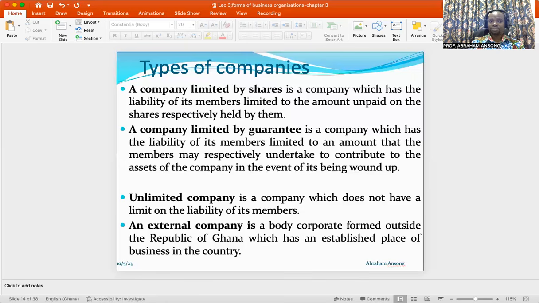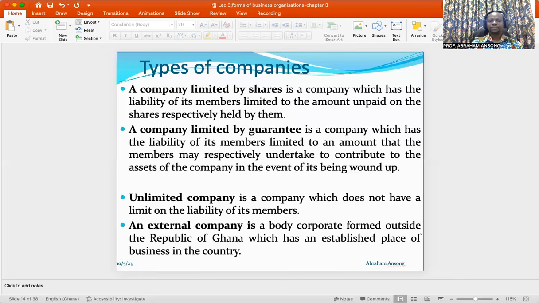Unlike a company limited by shares, where members' liability is limited to the shares that they have acquired, if you choose to set up an unlimited liability company, you will not receive any protection. Your personal assets and property can be sold in order to settle the liabilities or the debts of the company. Then we have an external company.